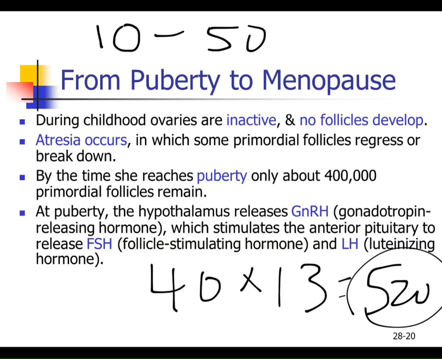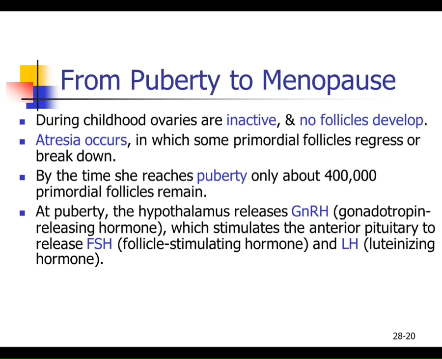Now what's going to happen is that at puberty, there's going to be a hormone released from the hypothalamus. And I will ask you to grab these hormones and make sense of this story. So the hormone that's going to begin this whole thing, released by the hypothalamus, is called GnRH, gonadotropin releasing hormone, GnRH. Now, what does gonadotropin mean?